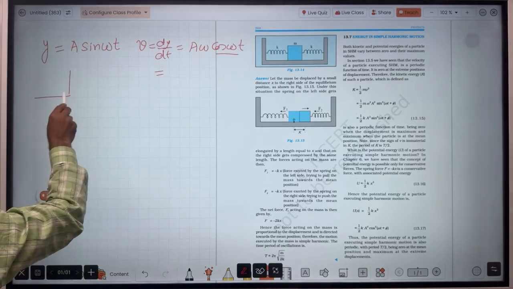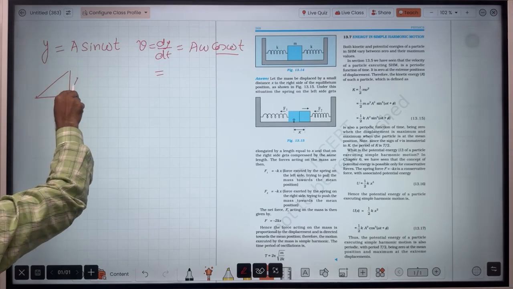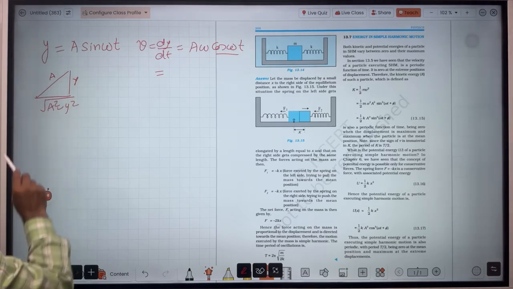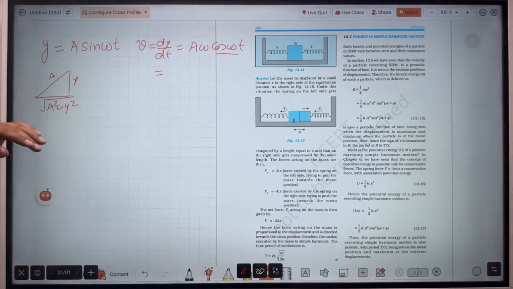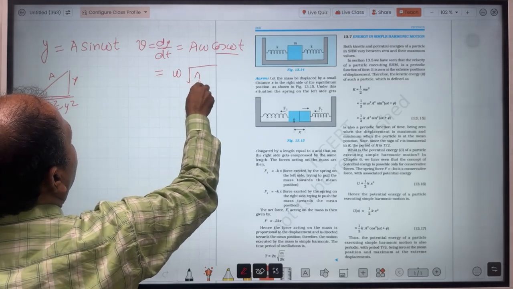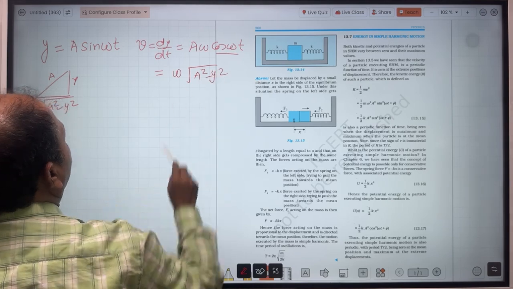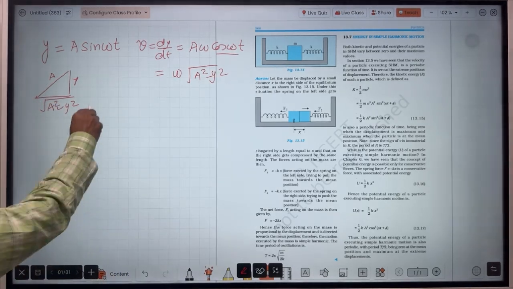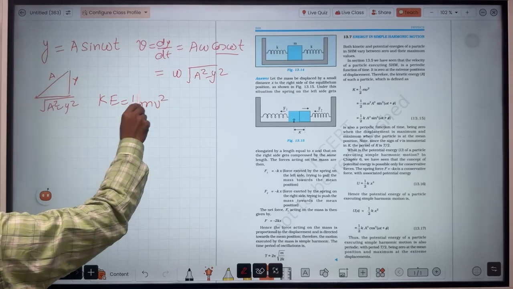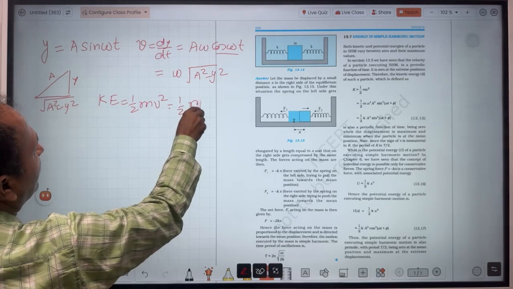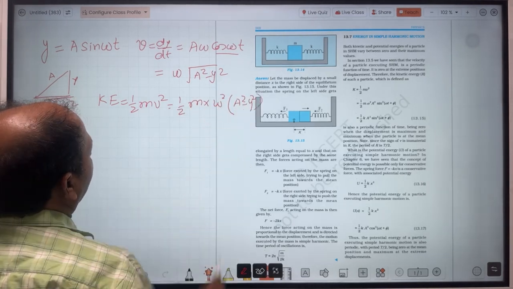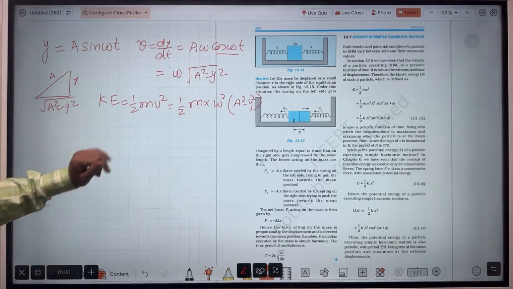So this will become, from here, this perpendicular is y, this is a, so this is root of a square minus y square. So if you write this value over here, what do you get? You will get omega times root of a square minus y square, correct? And now we can find kinetic energy. So kinetic energy is half mv square, that is 1 by 2 m into omega square into a square minus y square. So this is the expression for kinetic energy.